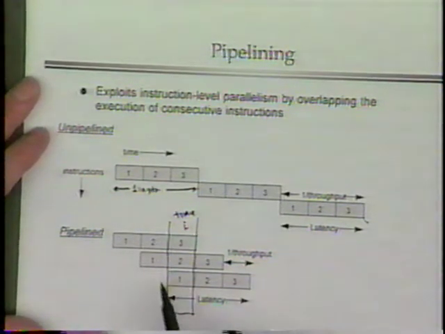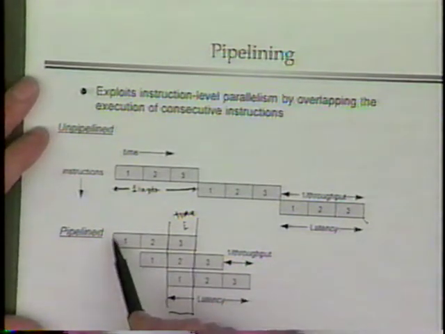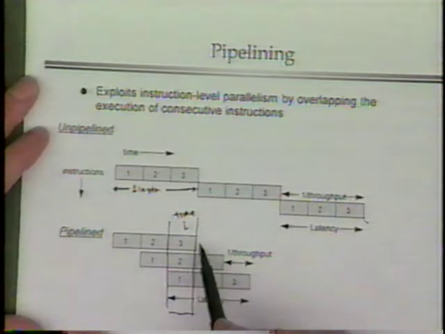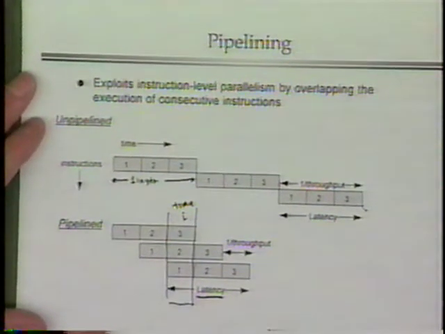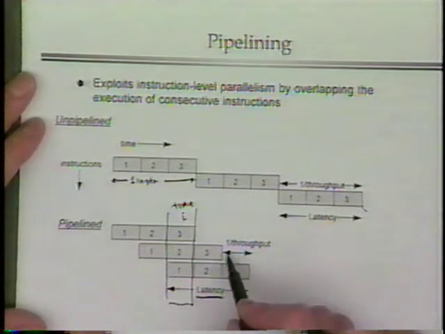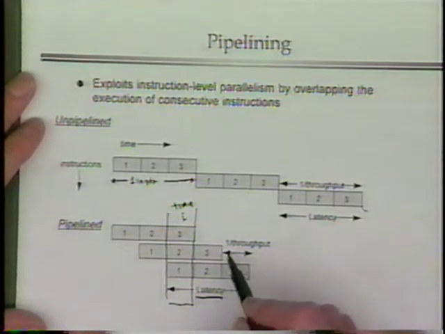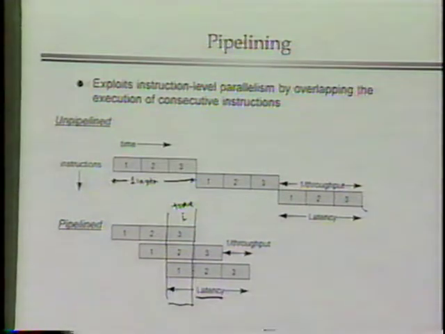What happens? Well, it still takes 3 cycles for an instruction to start, get through all of its cycles, and finish. So the latency for any particular instruction is exactly what it was before. The advantage is that the throughput isn't. The throughput now has increased by a factor of 3. Rather than getting 1 instruction finished every 3 cycles, we get 1 instruction finished every cycle.